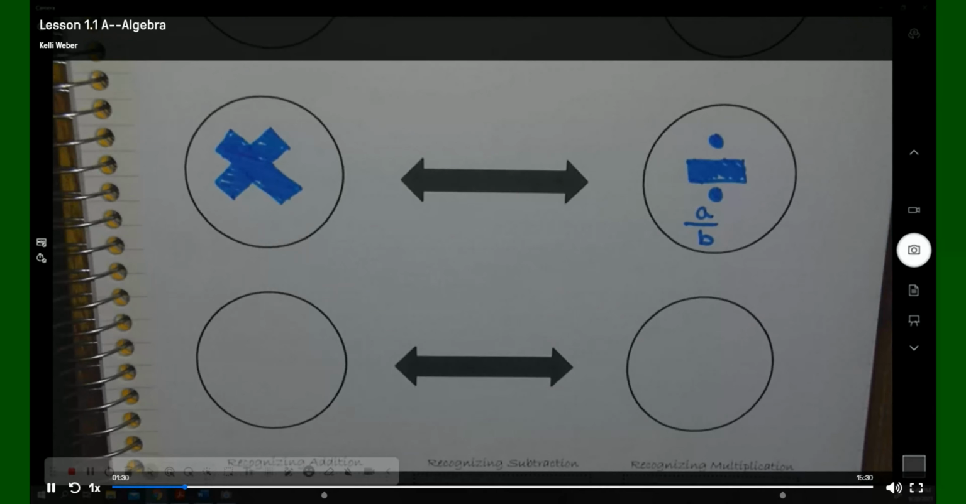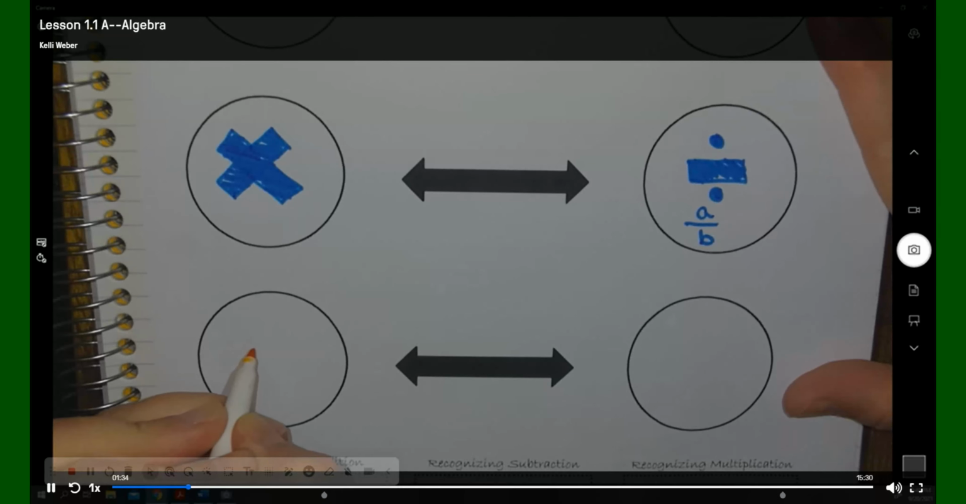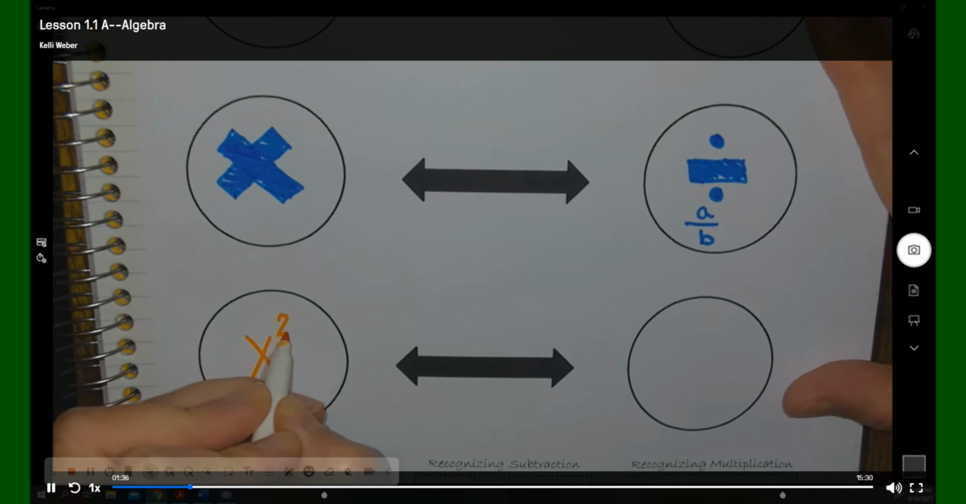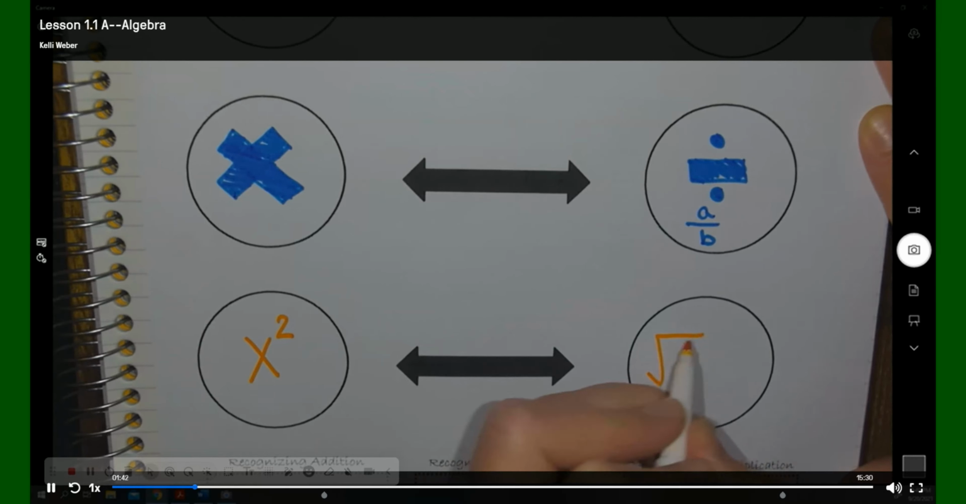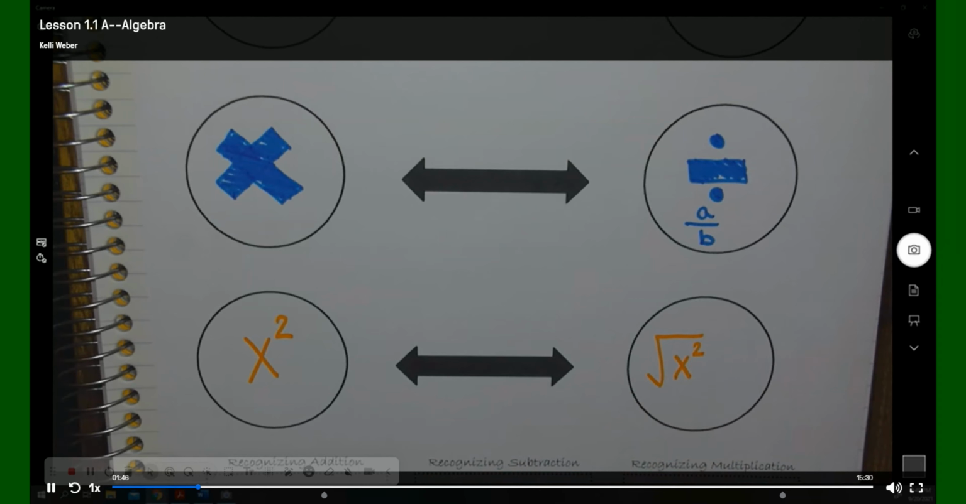Another one that we haven't talked probably too much about so far, if you have something like x squared, the inverse operation for x squared is to take the square root of that. So when we take the square root of x squared, we actually are going to get just x.